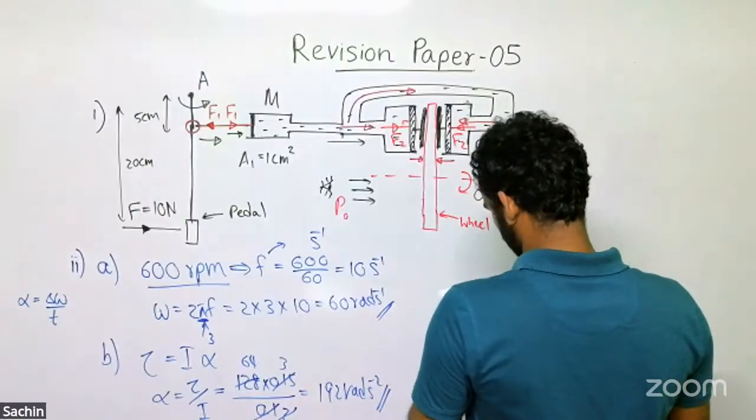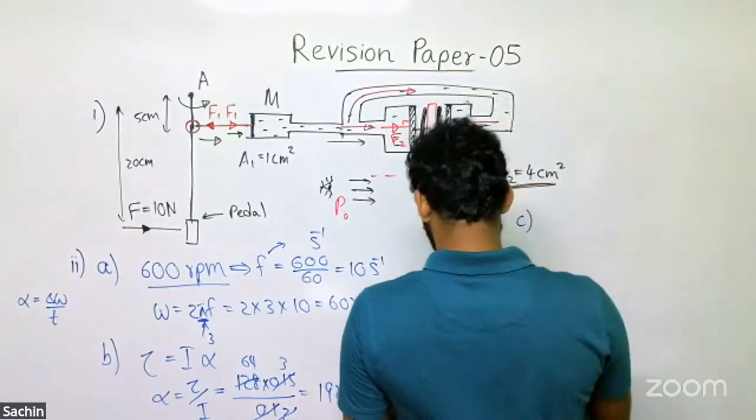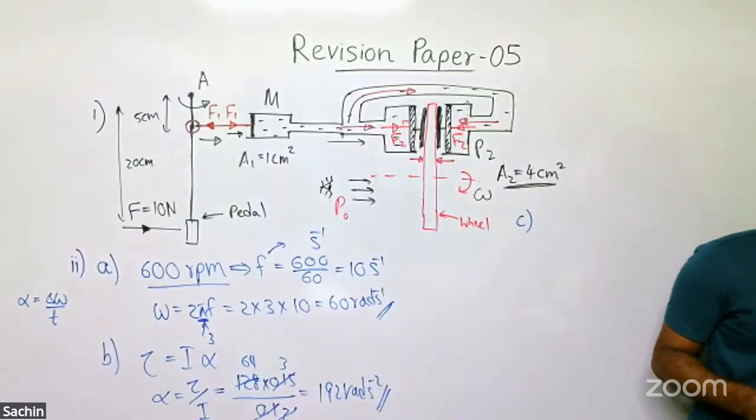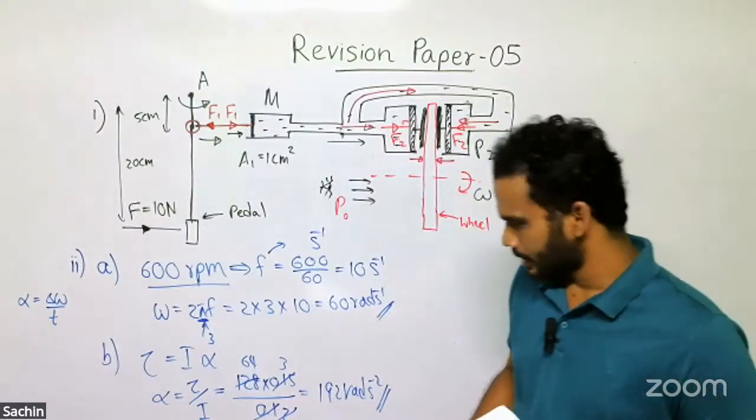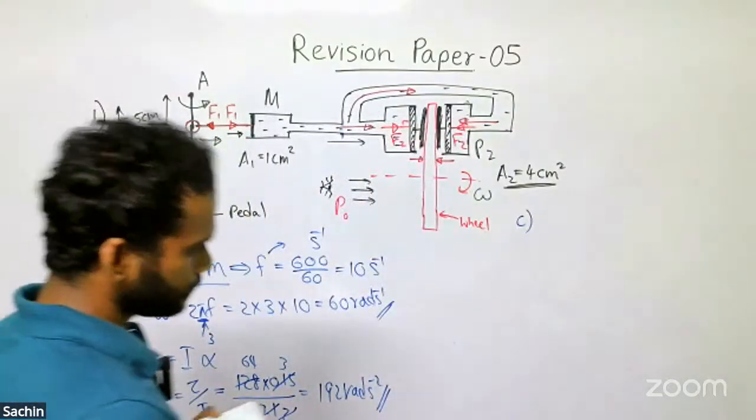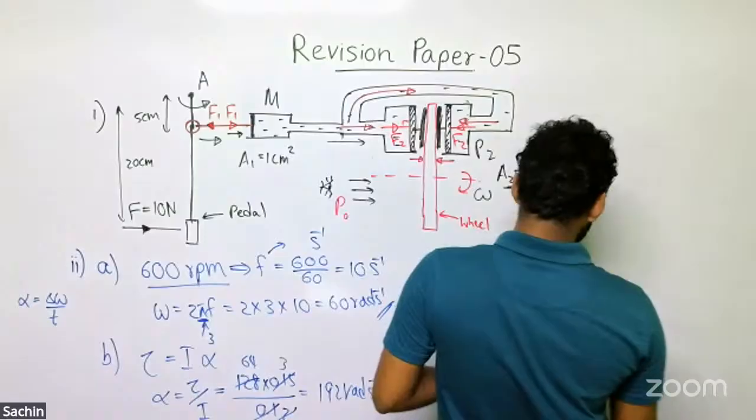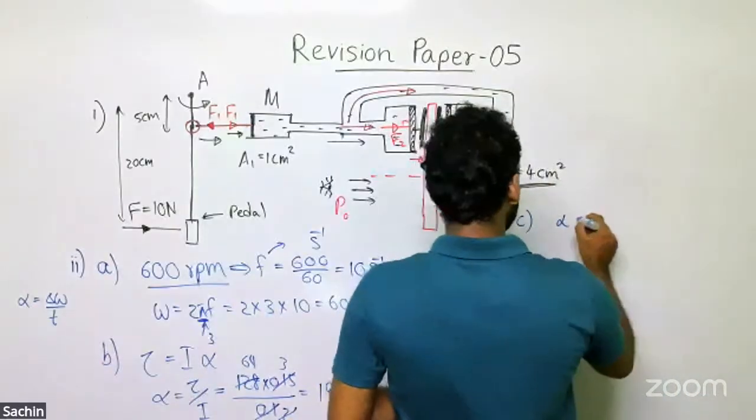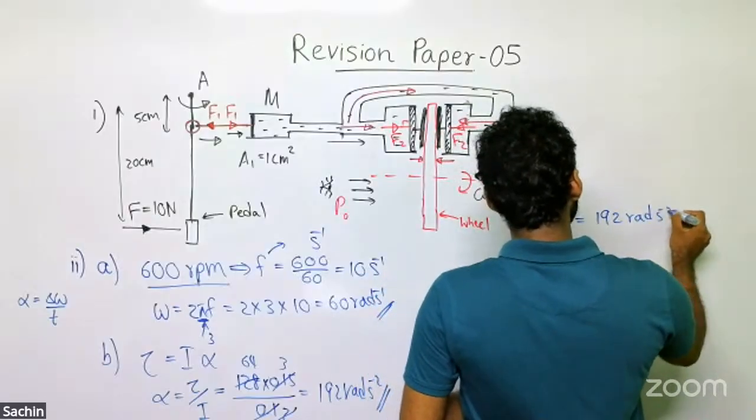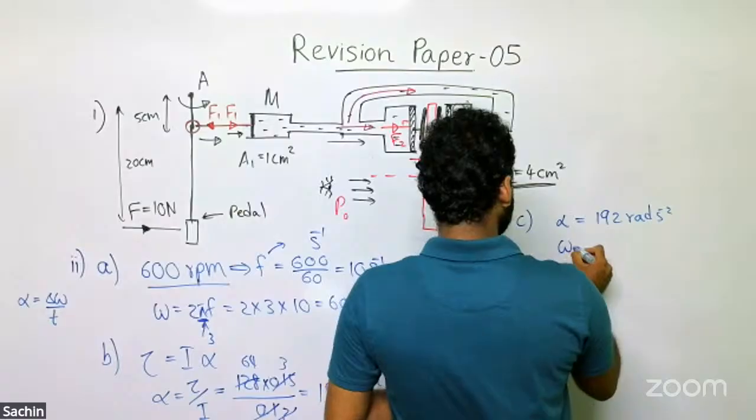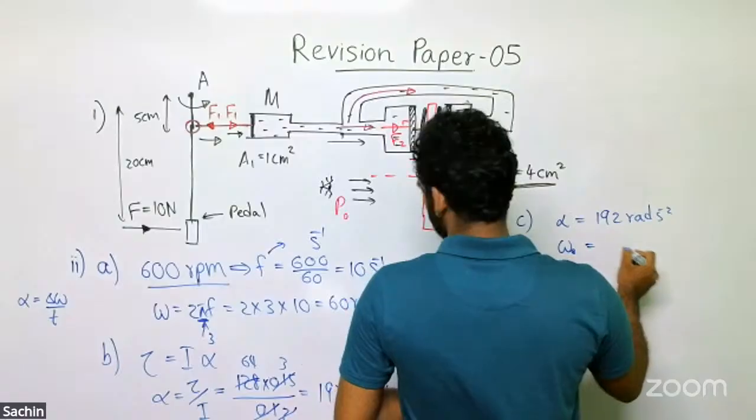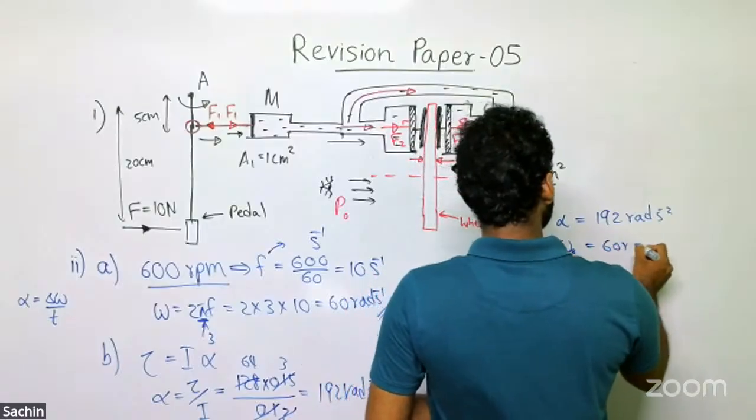Then part C. How long does it take to stop the wheel when the brakes are applied with F equal to 128 Newton as above? So now we have done the conclusion, the rest is easy. You already know the deceleration, 192 radians per second squared, and the initial angular velocity you also calculated. Omega naught is equal to 60 radians per second.